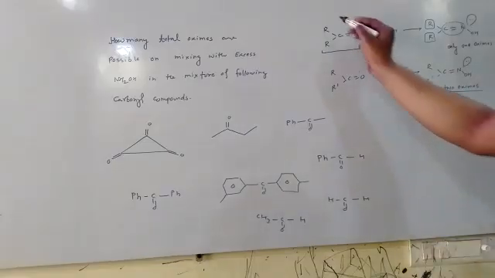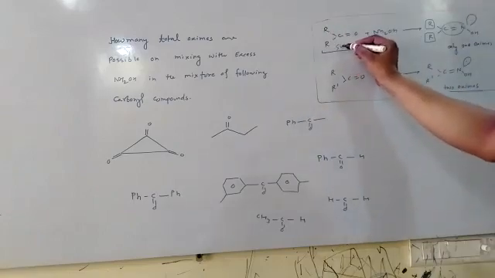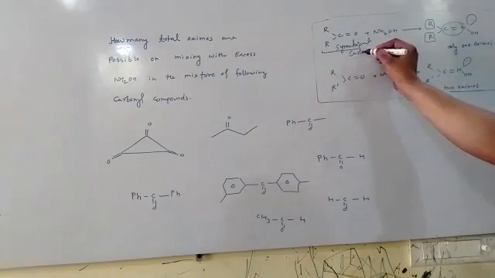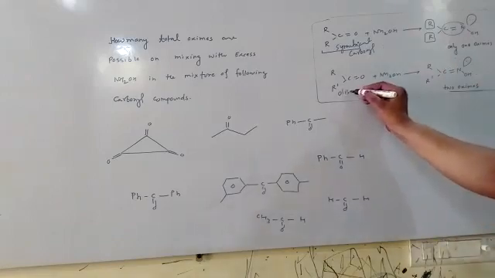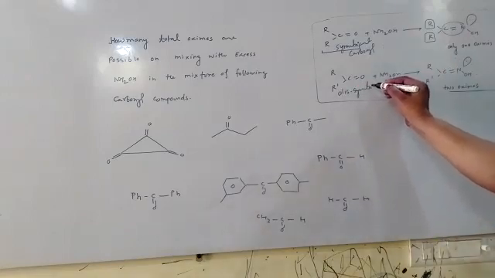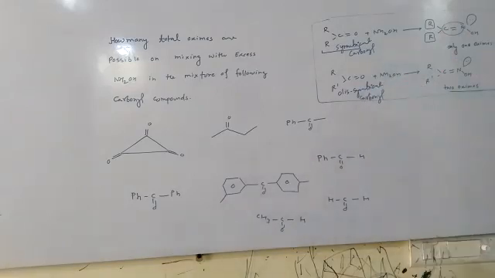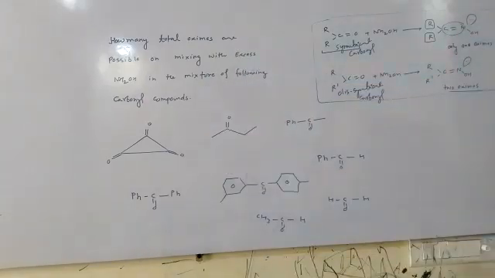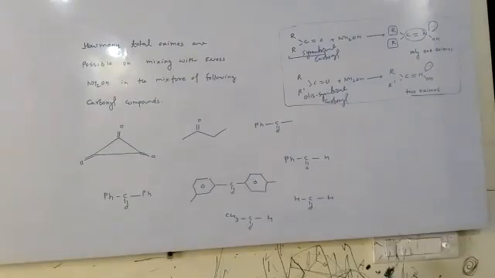So this is the concept. Symmetrical carbonyl will give only one oxime. Dissymmetrical carbonyl will give more than one oxime. Now you apply this concept in this question. Understood the question? Yes.